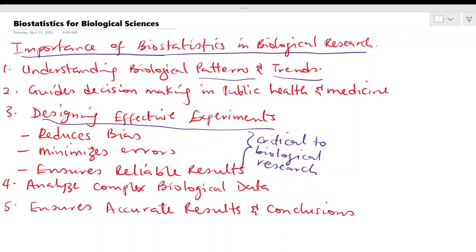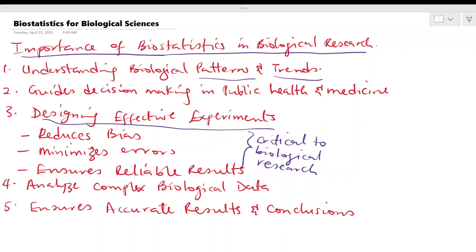Point number two of importance is that it guides decision making in public health and medicine. That's very key. In healthcare, biostatistics plays a critical role in decision making. It helps scientists and doctors test new treatments, vaccines, or medications to see if they are safe and effective. By analyzing data, biostatisticians help determine the best medical practices and health policies that can improve patient outcomes and public health.